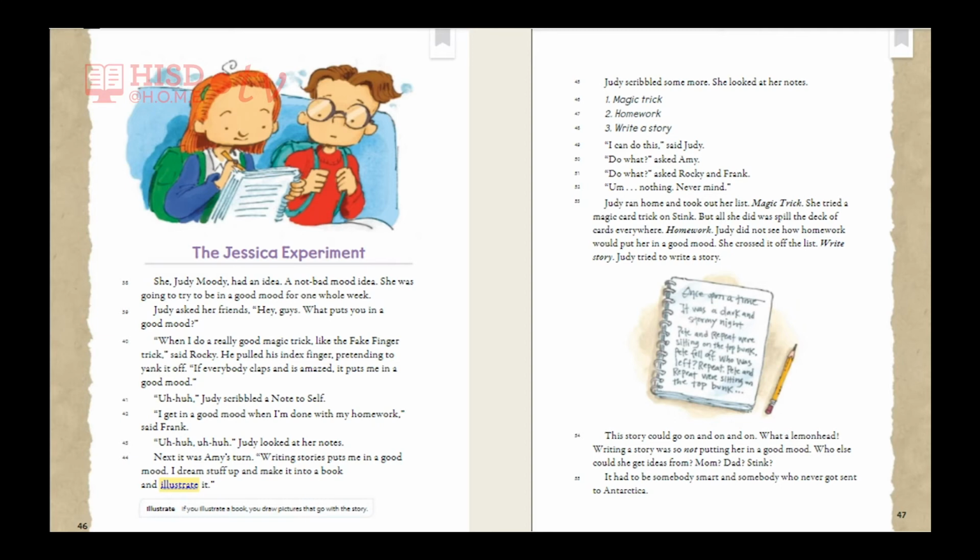"Nothing. Never mind." Judy ran home and took out her little magic trick. She tried a magic card trick on Stink, but all she did was spill the deck of cards everywhere. Homework. Judy did not see how homework would put her in a good mood. She crossed it off the list. Write story. Judy tried to write a story. The story could go on and on. What a lemon head. Writing a story was not putting her in a good mood. Who else could she get ideas from? Mom, Dad, Stink. It had to be somebody smart and somebody who never got sent to Antarctica.